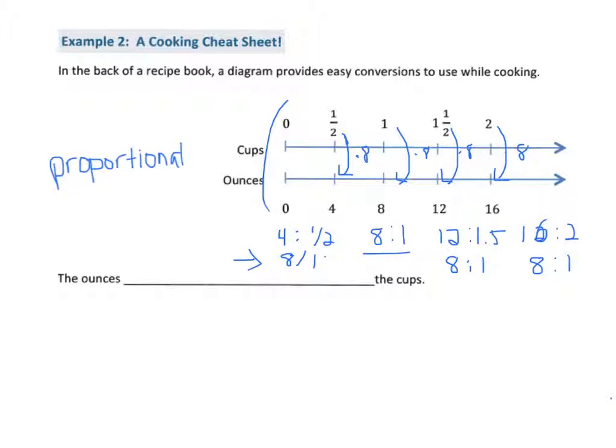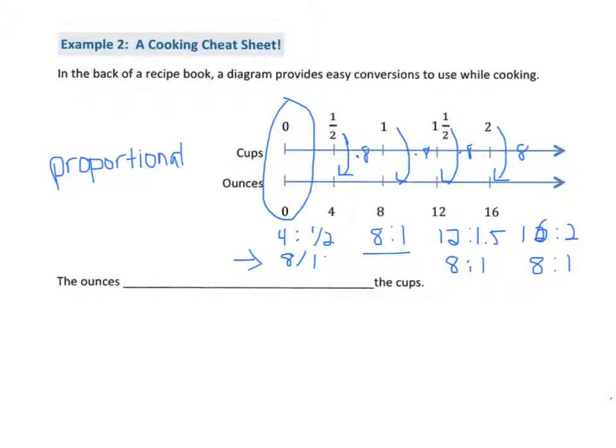And right here we have that 0, 0 relationship. So yes, it is proportional. The ounces are proportional to the cups. So let's just change this a little bit.